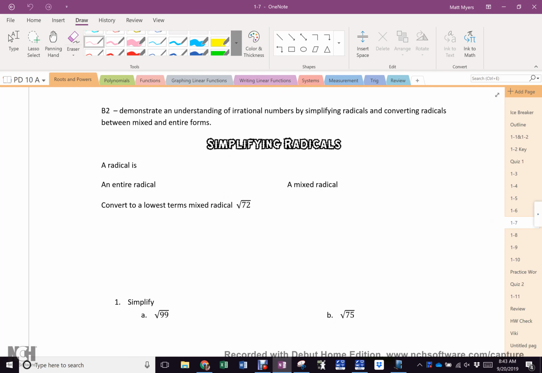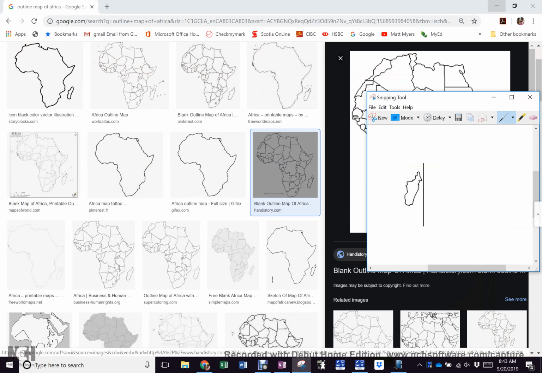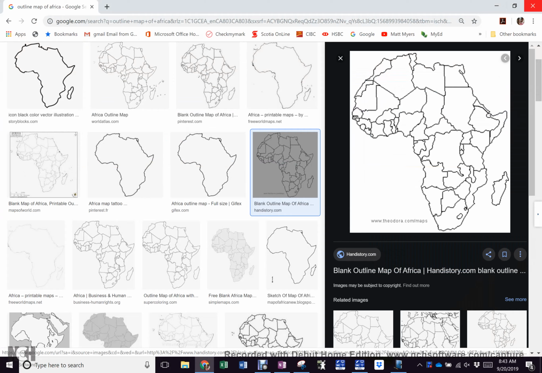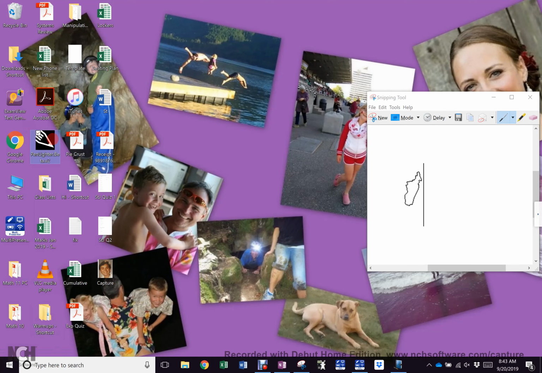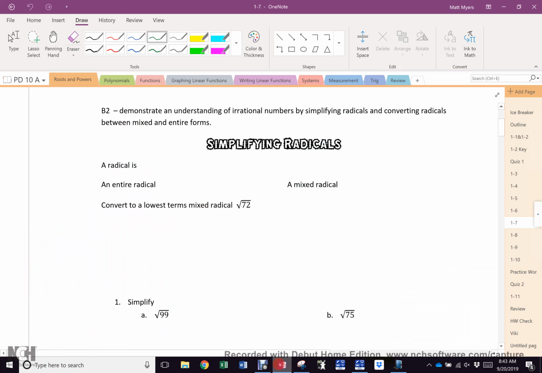But there's a little bit of terminology that I want to get to here. So we're going to do that right now. A radical is an expression with that symbol. You guys call it the square root symbol probably, but it's not. It's the radical sign. And it isn't always square roots.